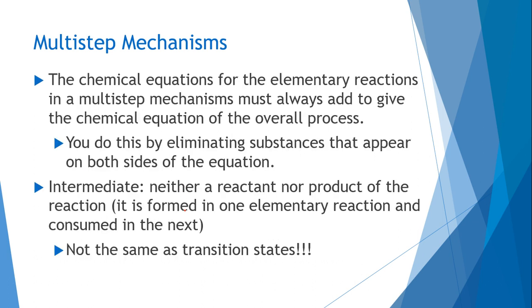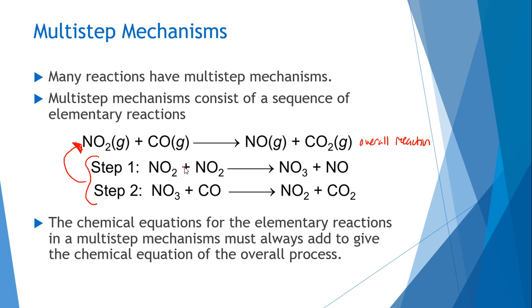So what do I mean by that? Well, first, what you need to do is eliminate substances that appear on both sides of the equation. Here I have an NO2 on my left, and over here I have an NO2 on my right. And then over here I have an NO3, and then an NO3. And again, what's left is my NO2, CO, NO, and CO2, which are all parts of my overall reaction.